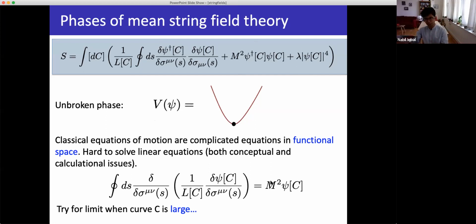This is a well-posed equation, but it's complicated. It's a linear equation in functional space because psi is a functional. It's kind of hard to solve this equation, even though it's linear. I think it should be possible to solve this equation, but it's hard to solve this linear equation in full generality. There are some conceptual issues associated with what is the meaning of loop space, and there are some calculational issues associated with the fact that I don't really know how to capture all the data. There's a lot of data here because psi can depend on this functional in a very arbitrary way. So instead of trying to solve this equation in full generality, let me just try to solve it in the limit where this curve C is very large.